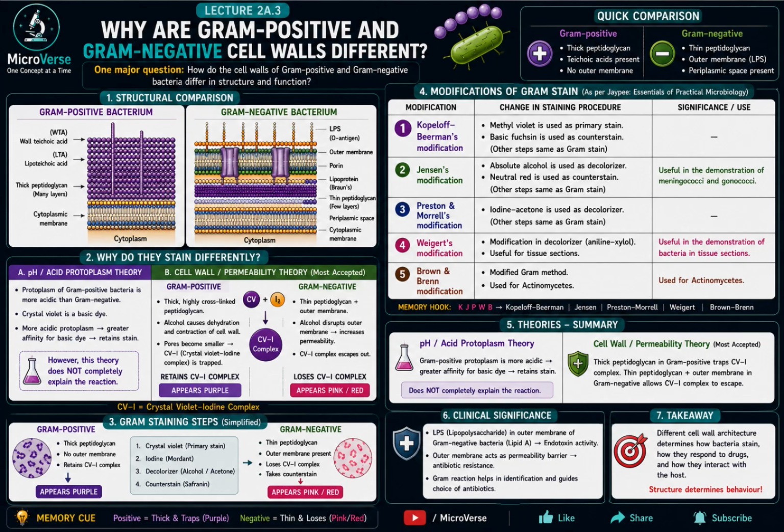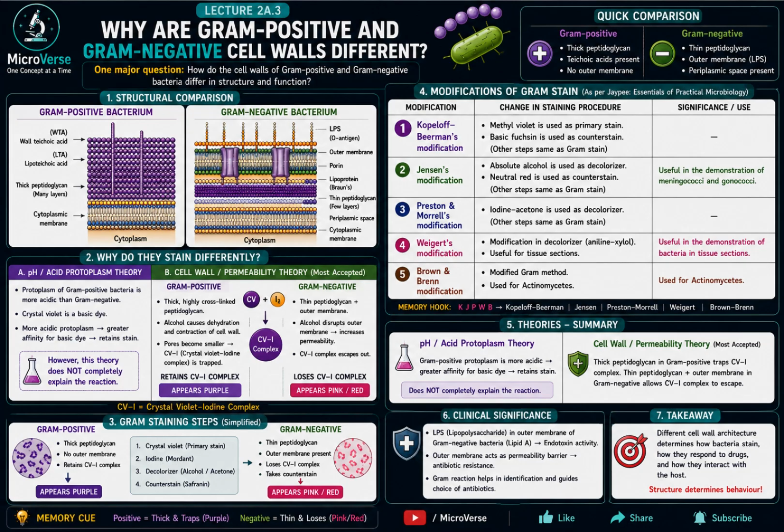Next point is modification of gram staining. The original gram staining technique has been modified for different purposes. For this lecture, remember these five different modifications. First, Kopeloff and Beerman's modification. In this, primary stain and counter stain used are methyl violet and basic fuchsin respectively. Then second one is Jensen modification. This modification is particularly useful in demonstrating meningococci and gonococci. So remember, Jensen means Nigeria.